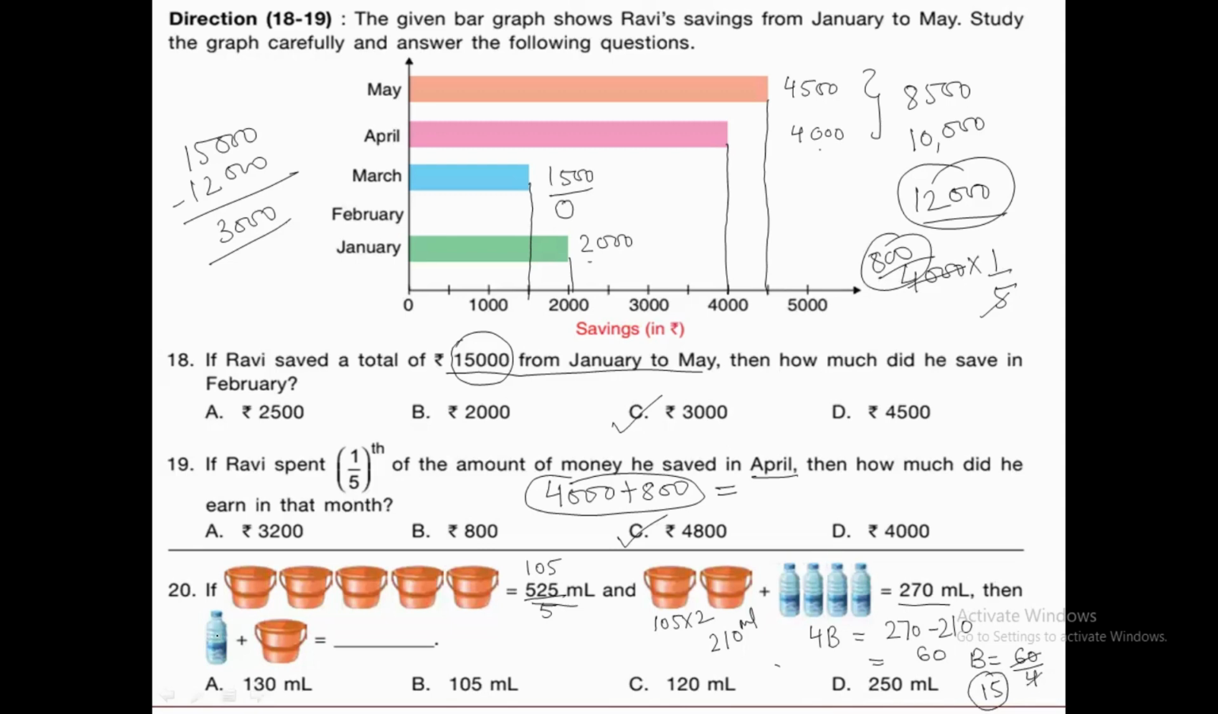Now the question is asking what is the value of one bottle plus one bucket. So the one bottle is 15 and one bucket is 105. When we add it, what are we getting? 5 plus 5 is 10, 0, and 1 will go there as a carryover. 1 plus 1 is 2 and 1 is here. So the value will be 120 milliliters. That is option number C.